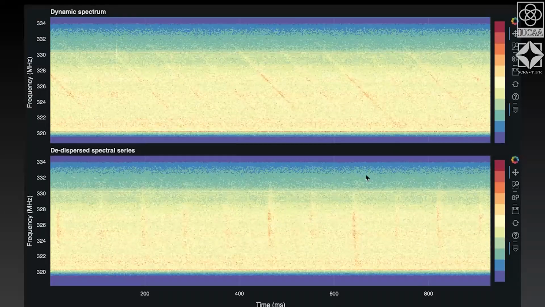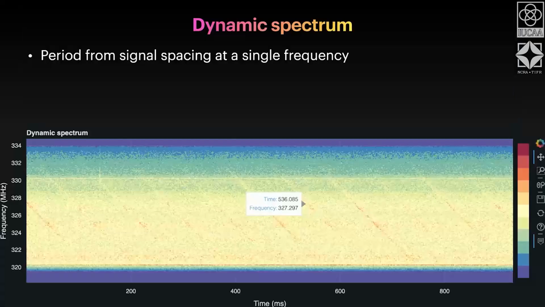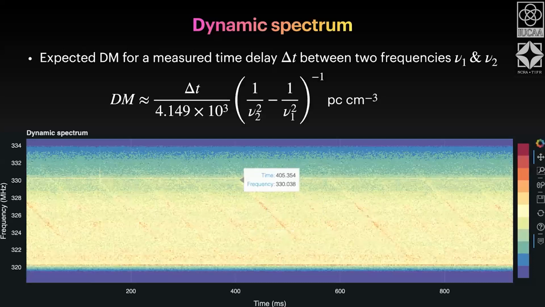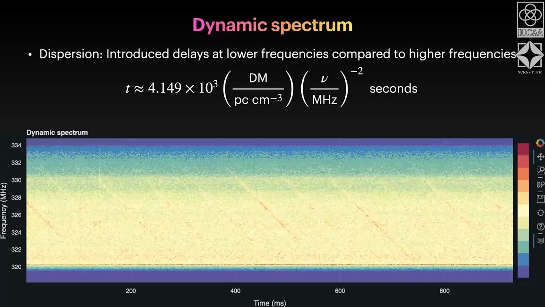Sir, could you explain once again how to find the dispersion measure? I kind of lost you there. Okay, so you understand what dispersion measure is, or dispersion is? Can you explain it? Yeah, when the lower frequencies are delayed in time when arriving as compared to the higher ones.